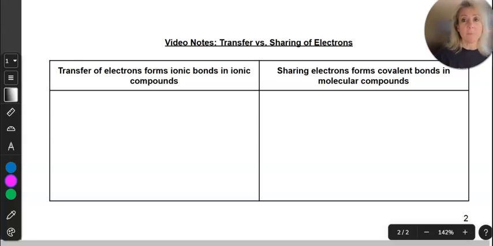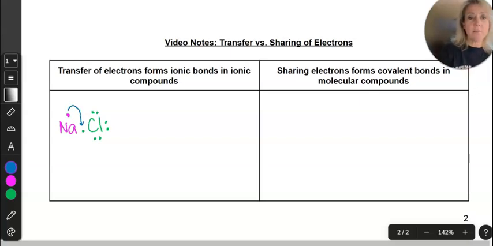to the nonmetal. And the result is that each of those atoms is going to have a full valence shell. And so once our electron moves from the metal, in this case sodium, to the nonmetal, which is chlorine, what we have are two oppositely charged particles. So sodium has transferred its valence electron to the chlorine, and so now it has no dots around it, and it carries a positive charge.